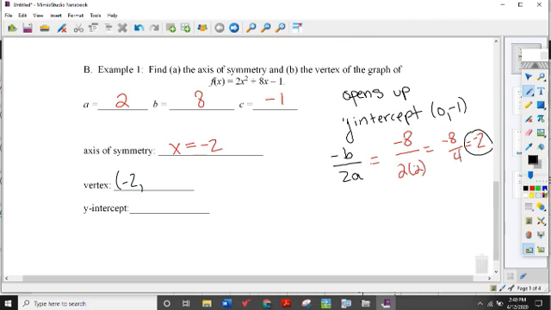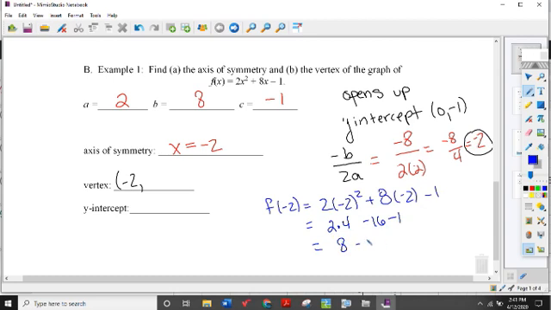Now to find the y-coordinate of the vertex, I must substitute negative 2 back into my function and find out what the y value would be when the x value is negative 2. And make sure you put parentheses around this if you're putting this into your calculator. So the y value of the vertex is negative 9. Oh, there is a spot for the y-intercept down there.